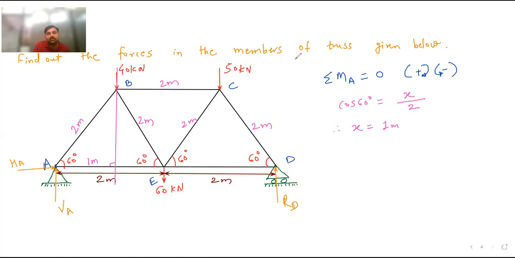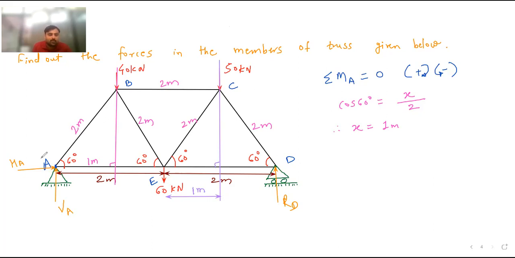Now similarly, if I extend the line of action of this 50 kN force, this is the line of action of the 50 kN force. It is a vertically downward force. Same thing is there. This angle is 90 degrees, and this hypotenuse is 2 meter. So this remaining distance will be 1 meter. Now we will take the moment of all the forces.